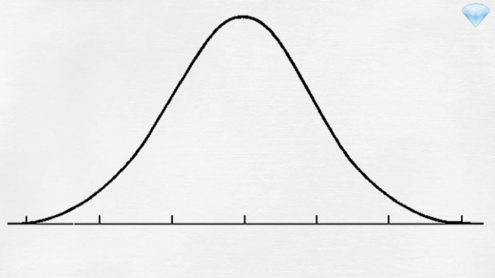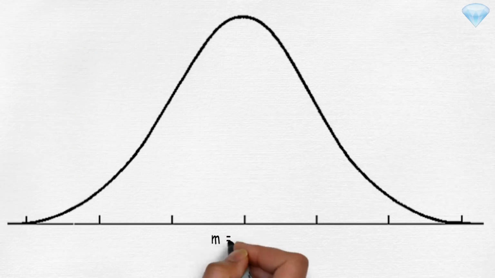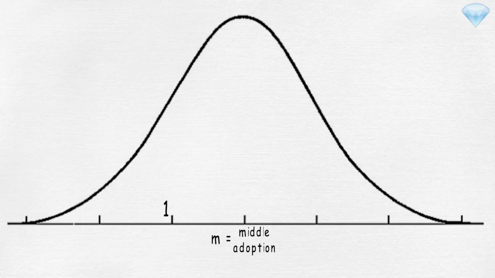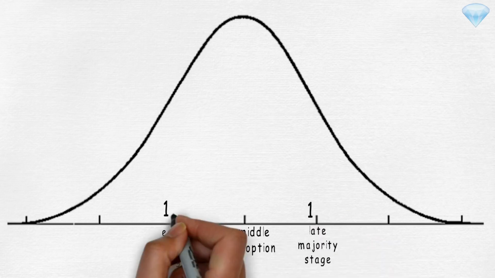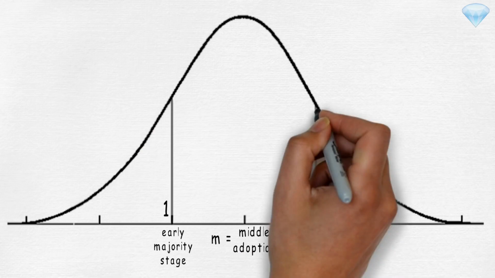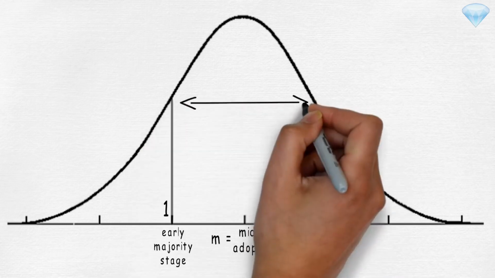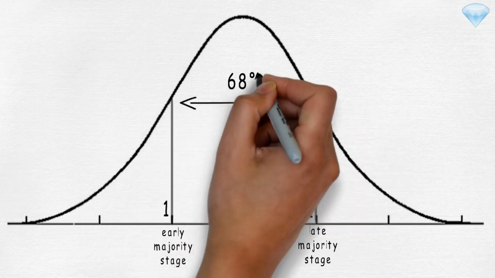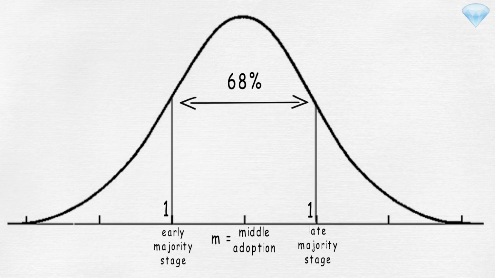So, let's look at the probability distribution. It will give us a precise idea where we currently are. Our mu equals middle adoption. One standard deviation to the left is early majority stage. One standard deviation to the right is late majority stage. From your statistics class, you should probably know by now that one standard deviation in both ways is equivalent to 68% of total distribution.